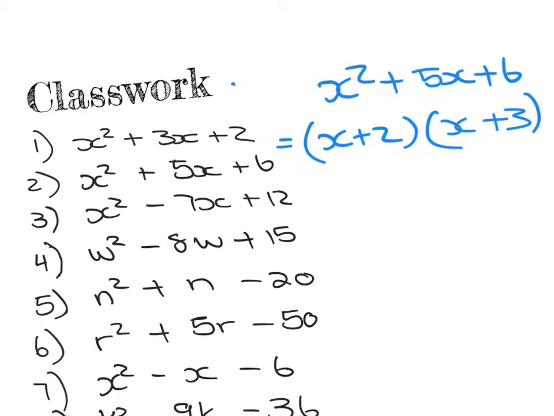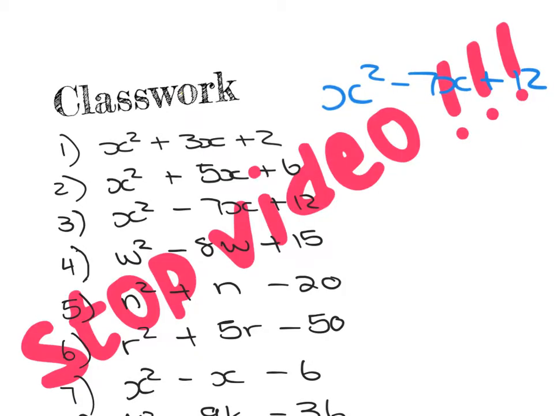The factors of 6 are 1 times 6 and 2 times 3. But because both of them must be the same sign to get a plus, and this one must be plus, I must use 2 and 3. I can't say minus 1 plus 6 because then I'll get a minus 6 there. Okay, let's do the next one. Stop the video now.